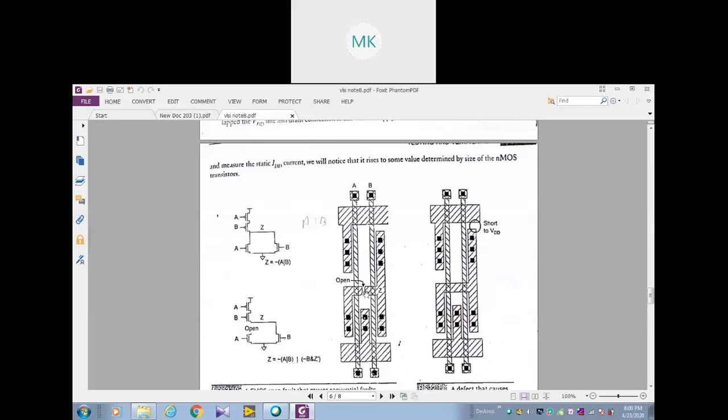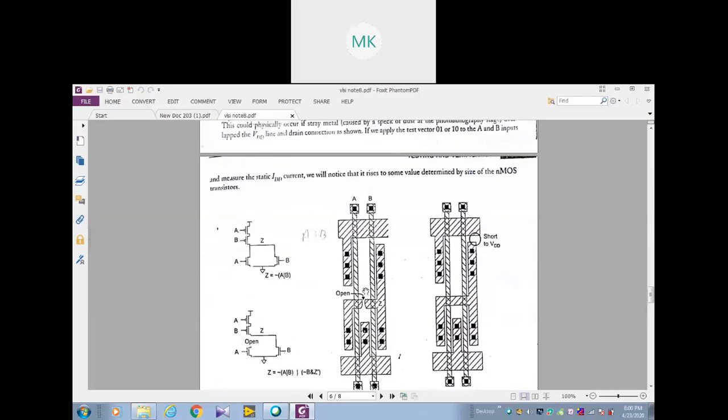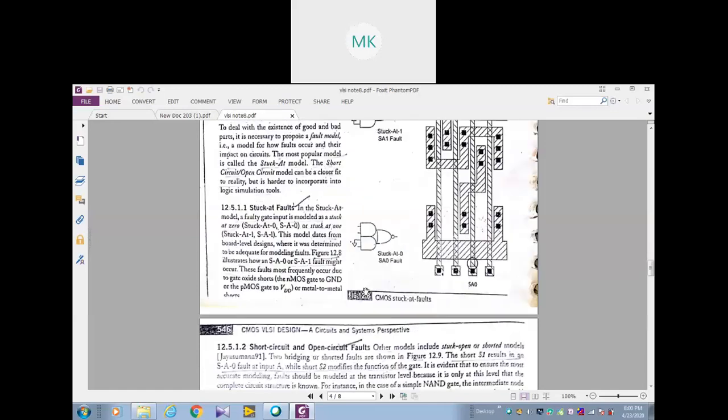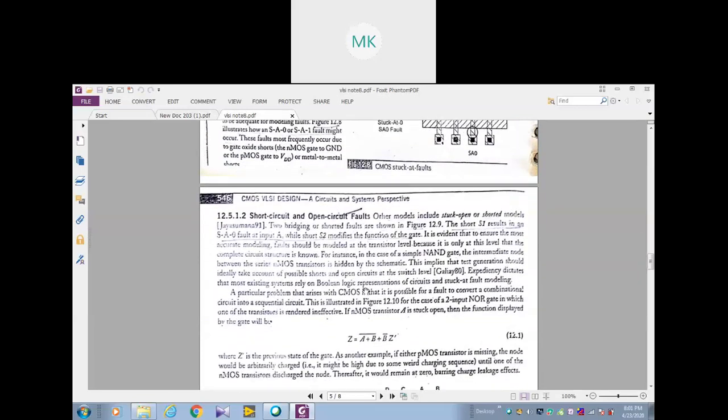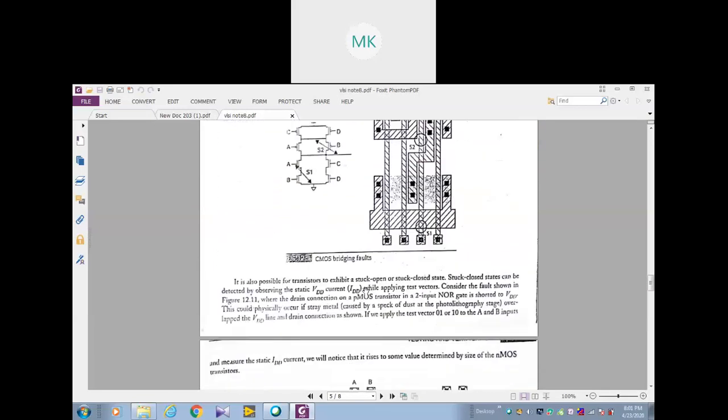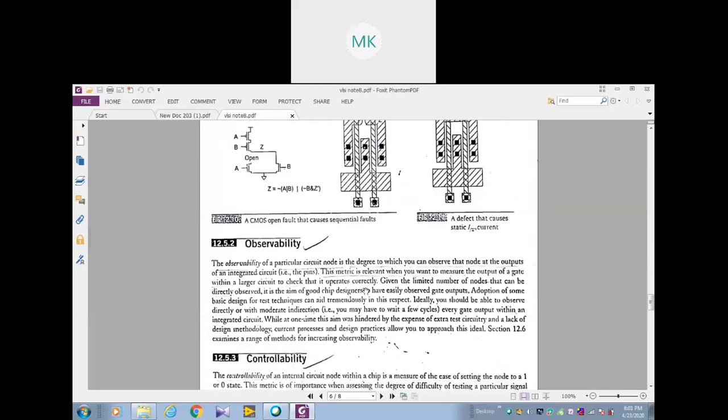Now see here, this is the open circuit fault example. So there are two types: stuck at 0 and stuck at 1, the stuck-at model, or stuck-at fault. Then the other one is the short circuit and open circuit fault.